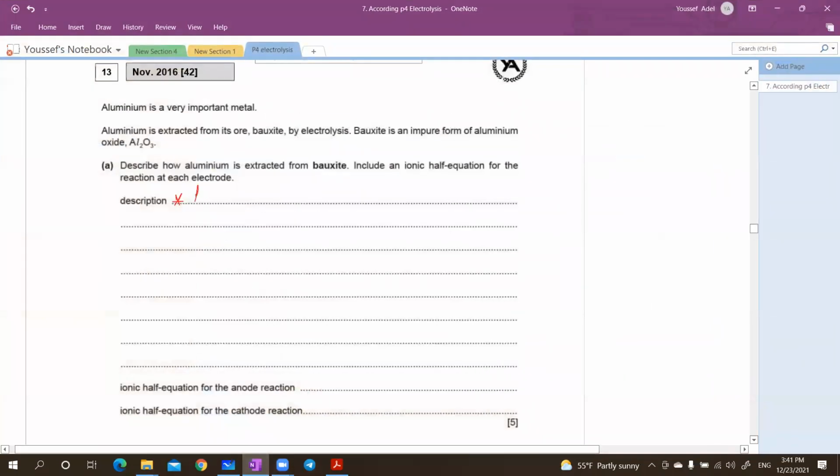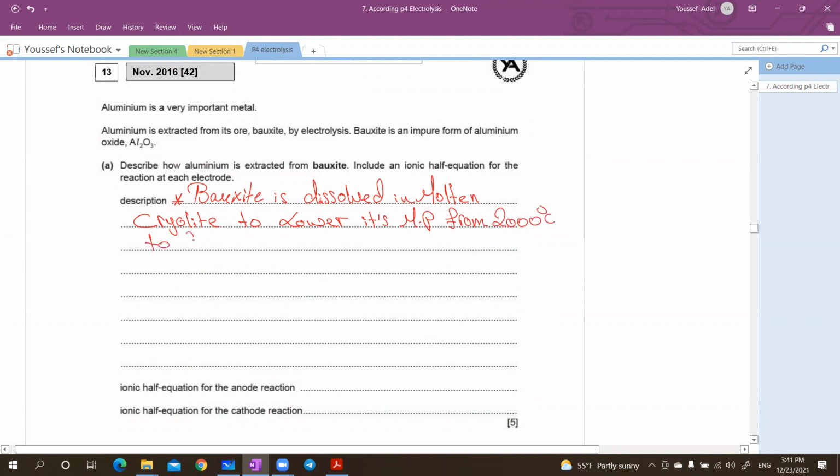So the bauxite, as we said, should be dissolved in molten cryolite to lower its melting point from 2000 degrees Celsius to 900 degrees Celsius, and for better conductivity. So the molten aluminum is formed at the cathode.